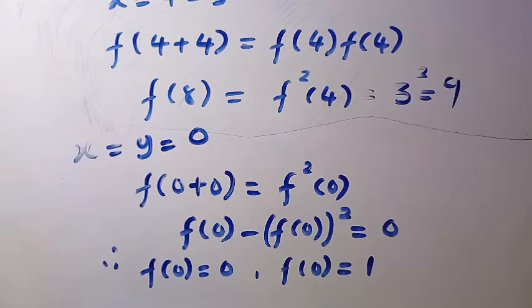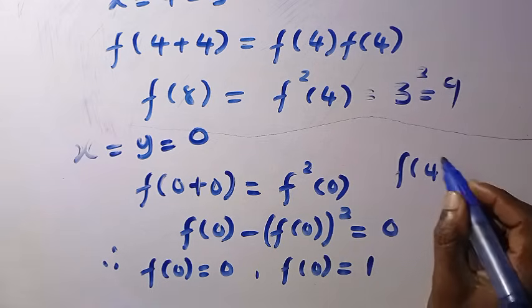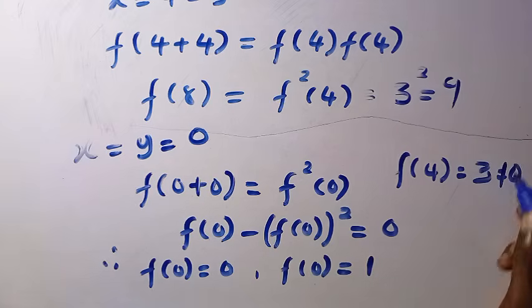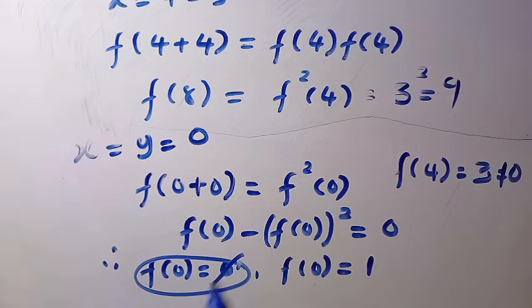But one of these satisfies this equation, and how do we know that? According to the given condition that f(4) equals 3, since this is not equal to 0, we have to cancel this, and we go with f(0) = 1.